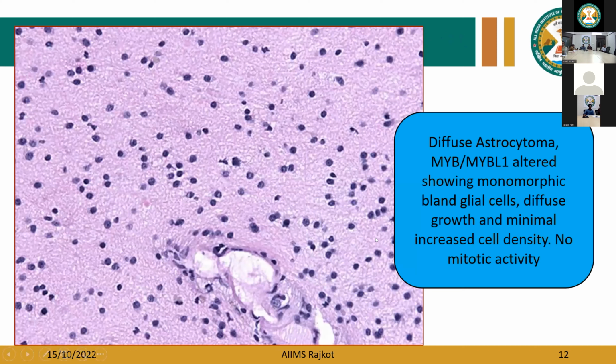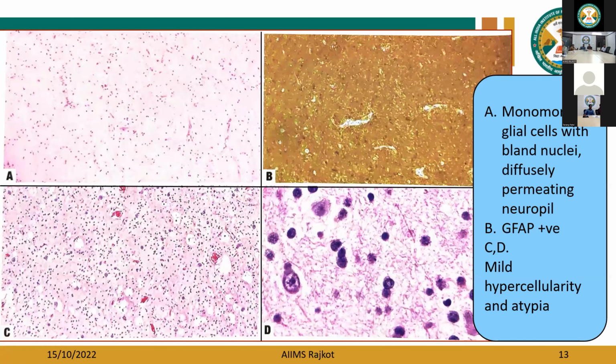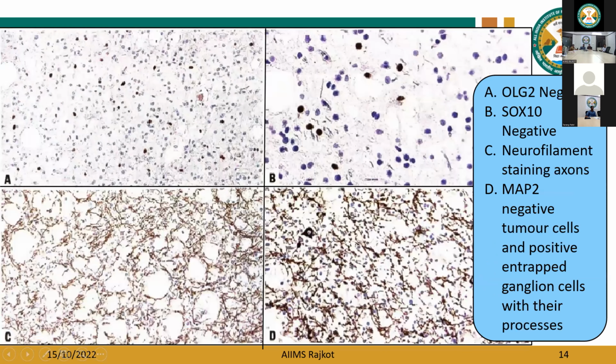So this is the picture showing minimal atypia with monomorphic bland glial cells. Here image A is showing monomorphic glial cells, image B is showing strong diffuse GFAP positivity, and images C and D show minimal atypia with entrapped neurons. Here image A is OLIG2 negative, image B SOX10 negative, image C MAP2 neurofilament, and image D MAP2 negative with few positive intraganglionic cells.